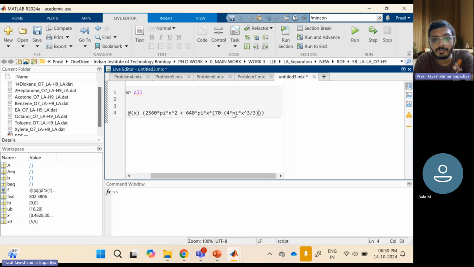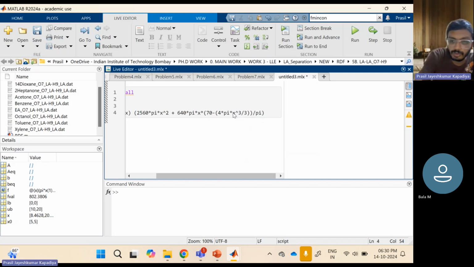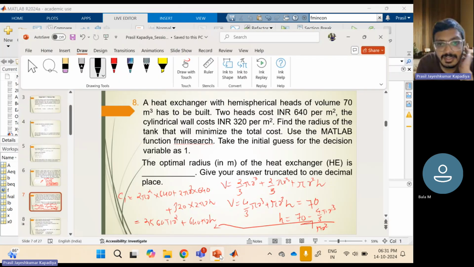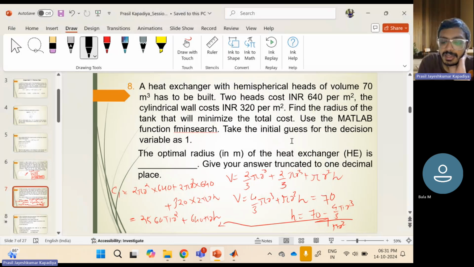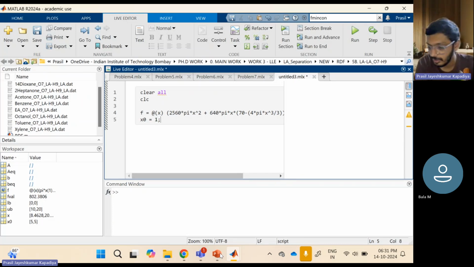This whole term divided by pi into x square. Okay, so this is the function that I want to minimize. So what is the initial guess given to us? Take the initial guess for the decision variable as 1. So let's say x0 is equal to 1.